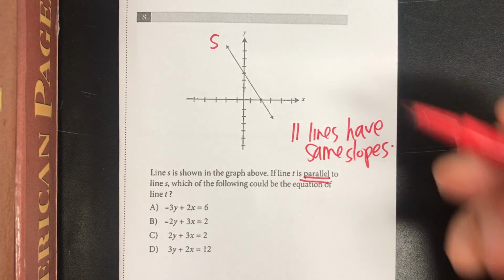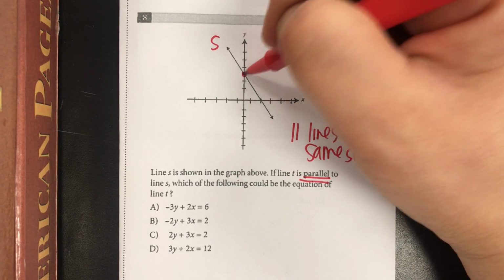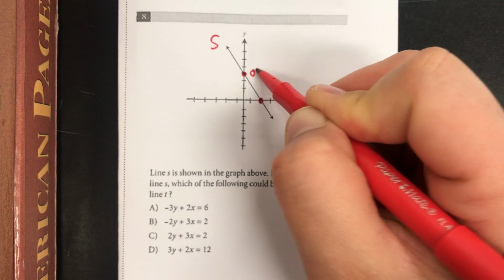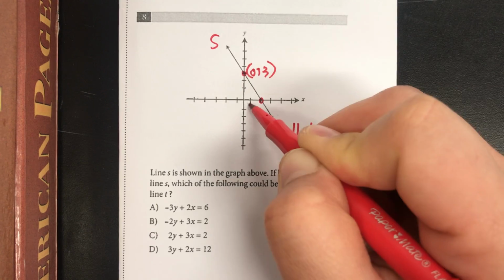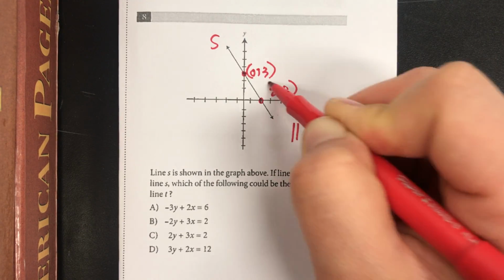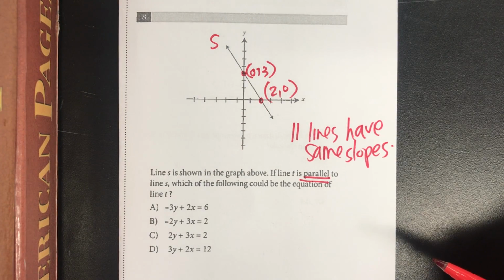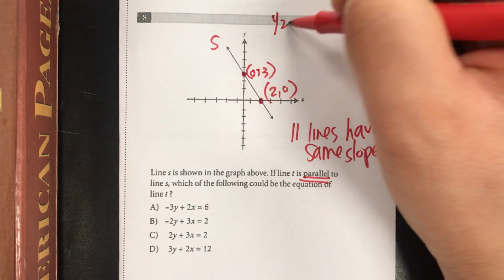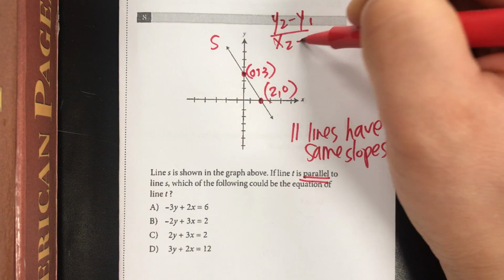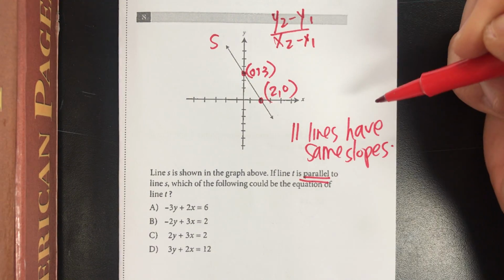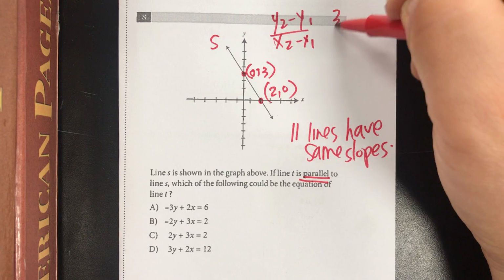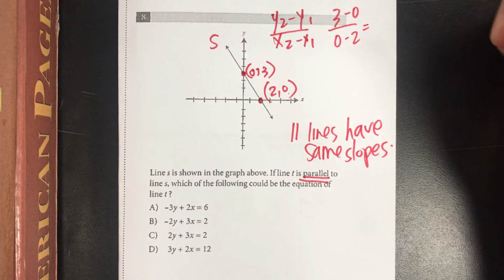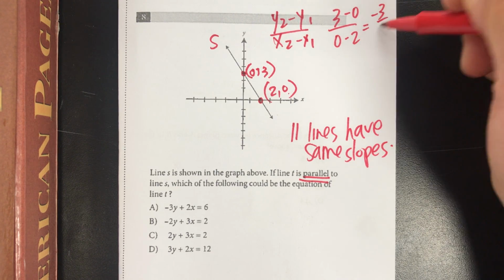Okay, so what we need to do is find the slope from these, and that's easy because we have two very distinct points here. This one is 0, 3, and this one is 2, 0. And think about it, how do you find the slope then? You just go y2 minus y1 over x2 minus x1 equals the slope. So 3 minus 0, and 0 minus 2. So that's going to be negative 3 over 2.